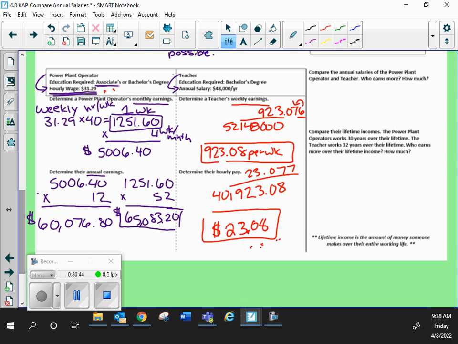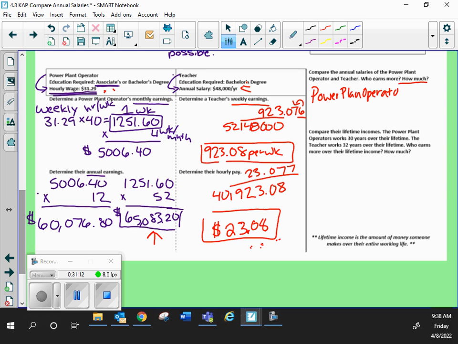Okay, so compare the annual salaries. Who earns more? Power plant. To figure out how much more they earn, we would subtract. In this case, they subtracted the annual here versus the annual here. I'm not going to worry about that too much.